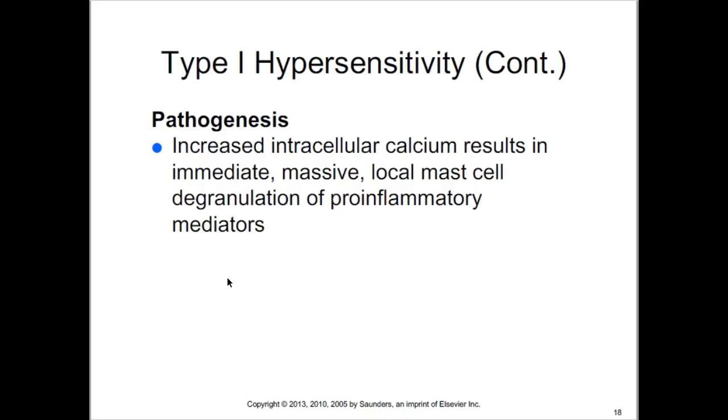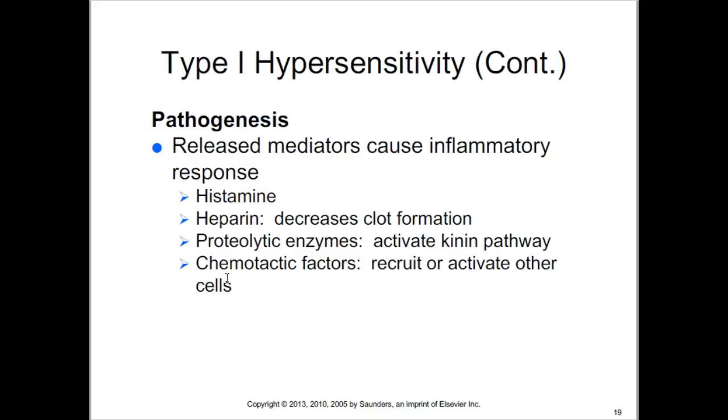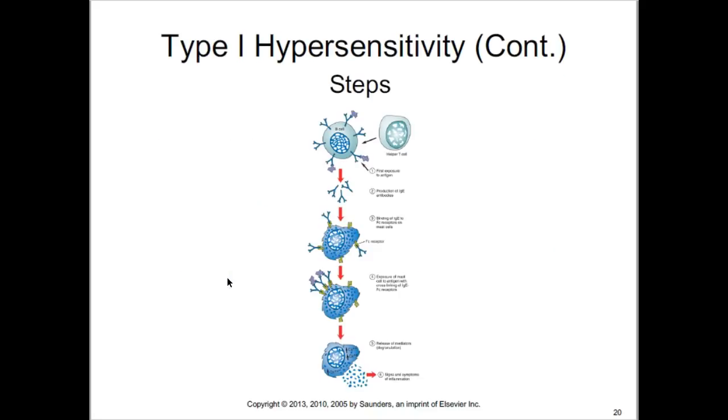and basically intracellular calcium results in this immediate massive local mast cell degranulation, which is a release of pro-inflammatory mediators: histamine and heparin. Histamine is a bronchoconstrictor and a vasodilator. Heparin is an anticoagulant, so it's going to decrease your clot formation, and it activates the kinin pathways, and other chemotactic factors are also going to be activated.